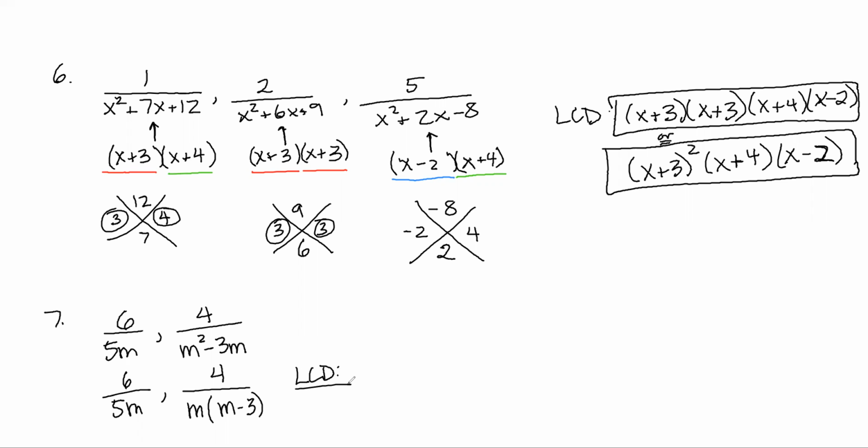So now, if I go ahead and look at the different factors, we have a 5 that occurs in the first fraction. That is the only place it occurs, so I'm going to include 1 5. And then we have an m that occurs once in both fractions. And it's just 1 time each, so we're going to include 1 m. And then what is our last factor? This m minus 3. And again, we only have 1 m minus 3 here, so we're going to include 1 m minus 3 in our LCD.